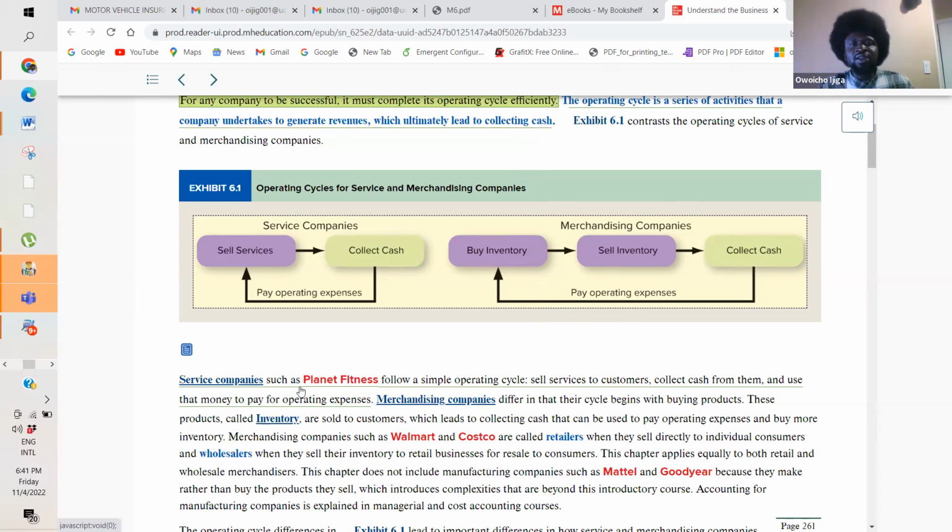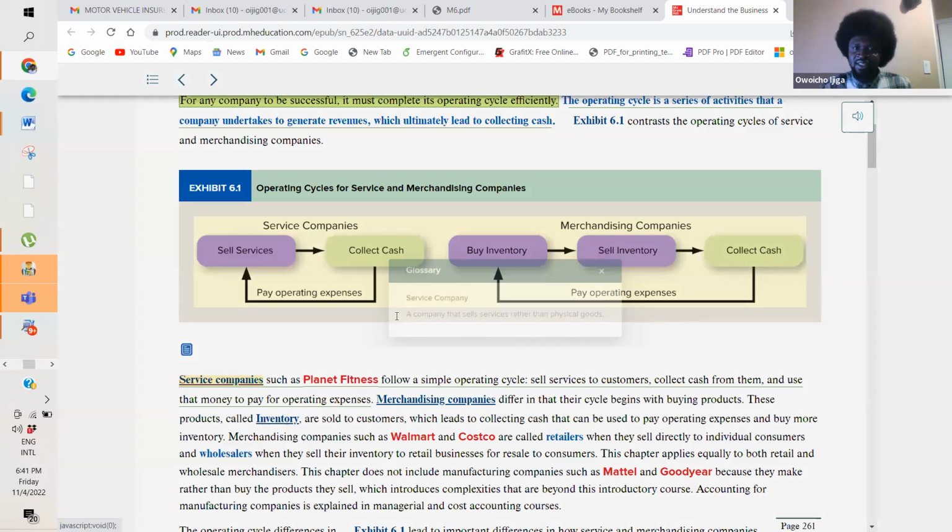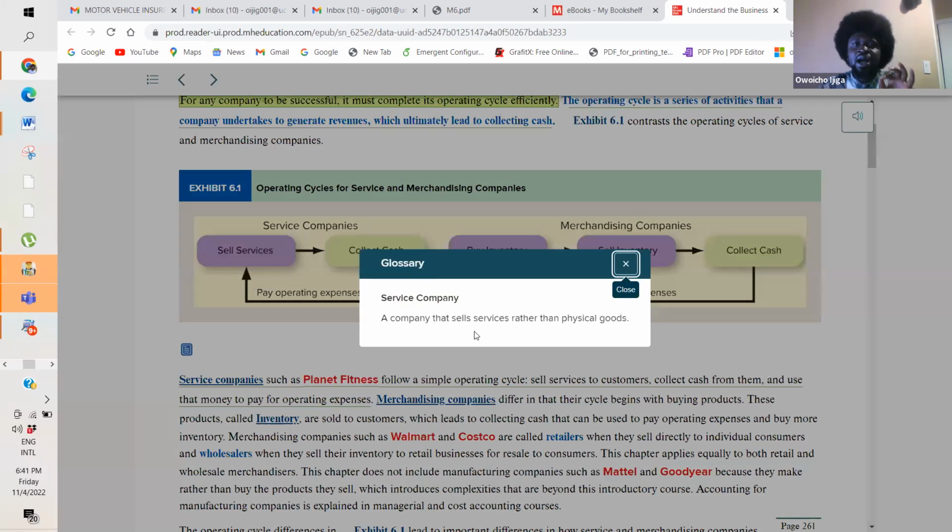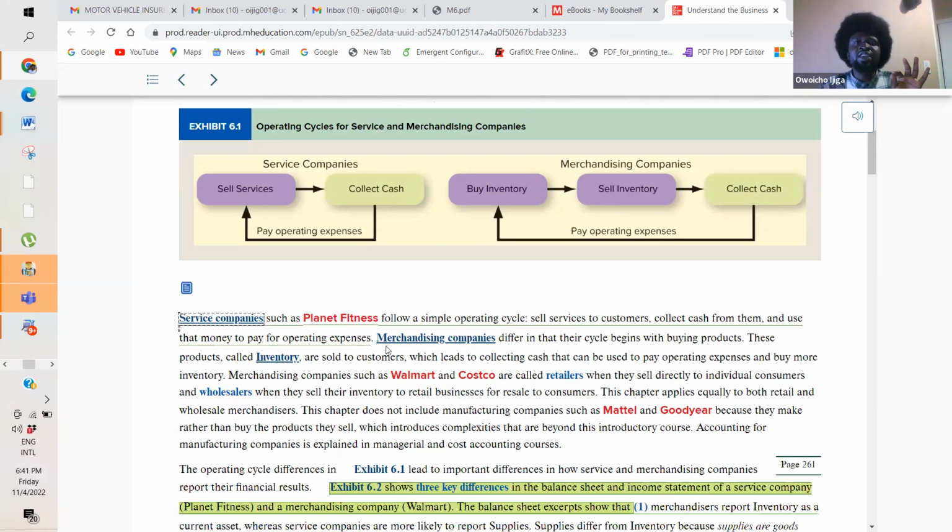Now, if you take a look at this clearly, it gives you the definition of a service company. It says a service company is a company that sells services rather than physical goods. That is the definition of a service company. An example is given here, Planet Fitness. They follow a simple operating cycle. They sell services to the customers, collect cash from them, and use that money to pay for the operating expenses.